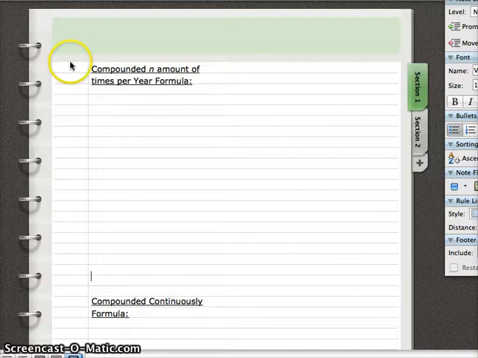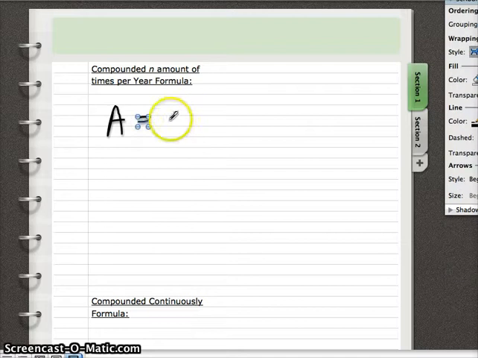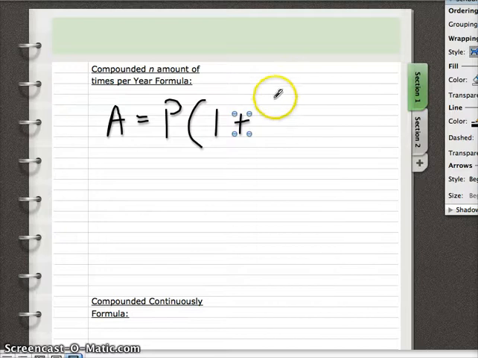The first equation talks about things being compounded a certain amount of times per year. And I'll explain that in a sec. Let's just write the formula down. We're going to have a lot of variables, and it's important to know what they represent so that you can substitute correctly and get your answer.